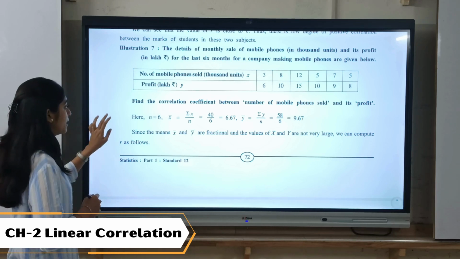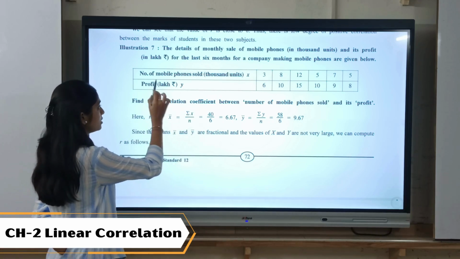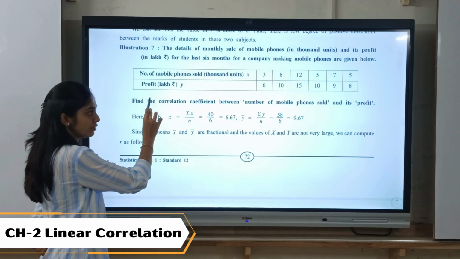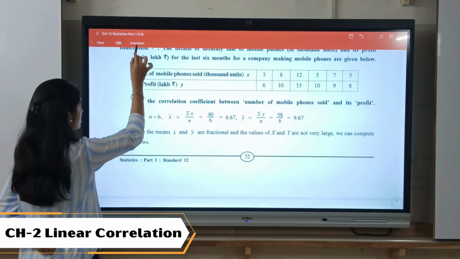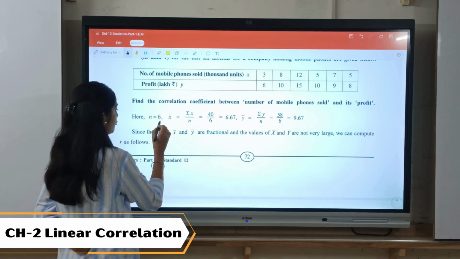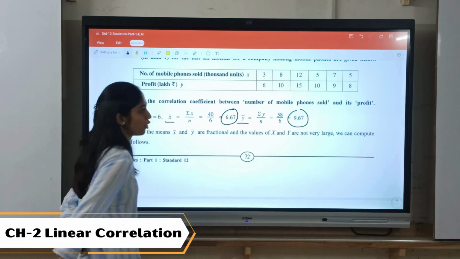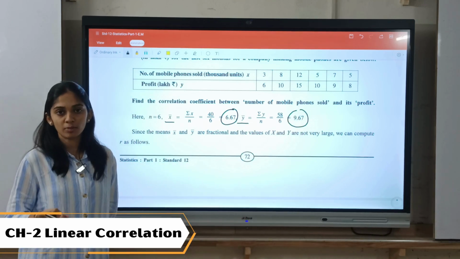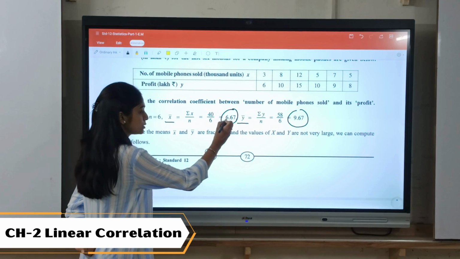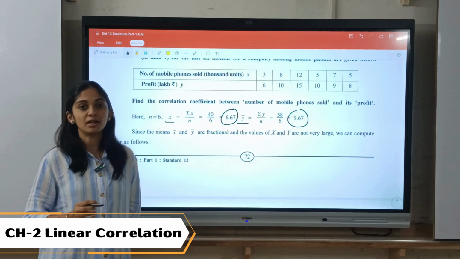Here, we are supposed to find the correlation coefficient between x and y, that is, the number of mobile phones sold and profit. The first step remains the same: we find x bar and y bar. If the answers are non-integer, then we have two options. Either we can use the xy formula or the uv formula. Here the answers are 6.67 and 9.67, which means x bar and y bar are non-integers.